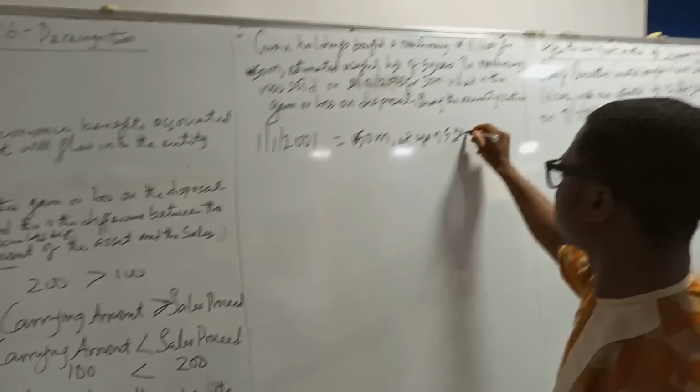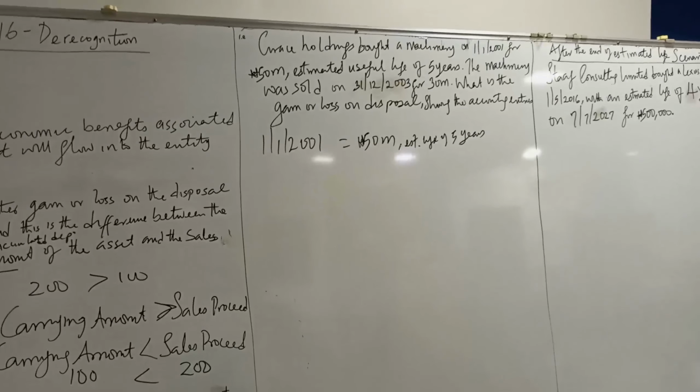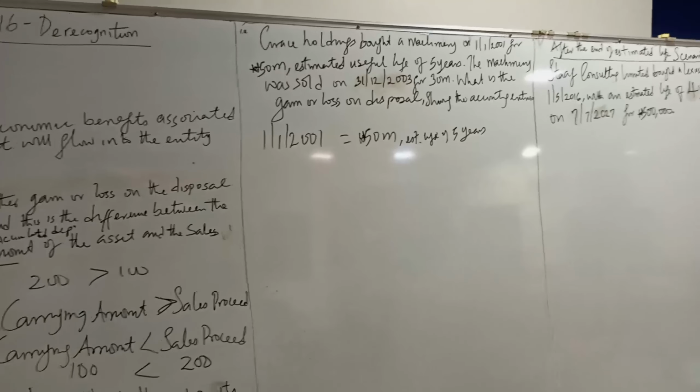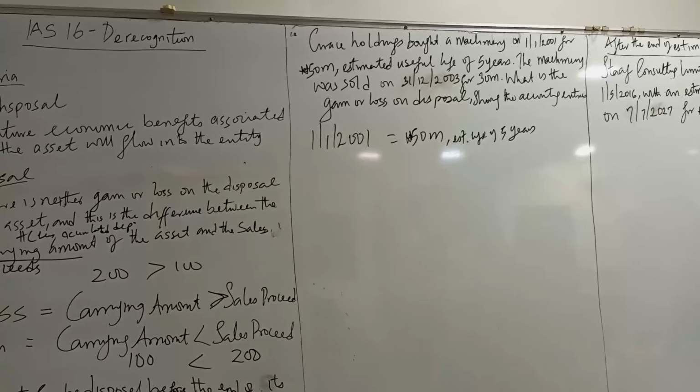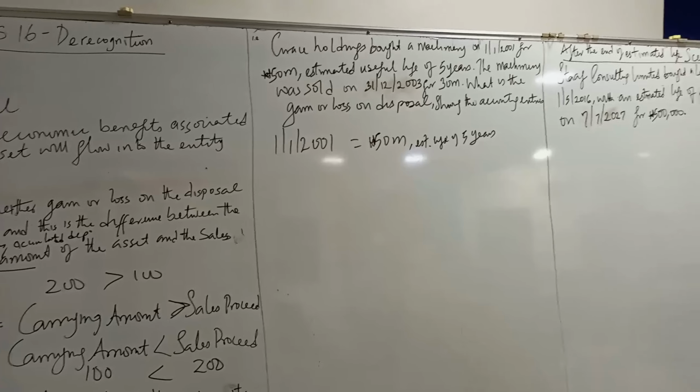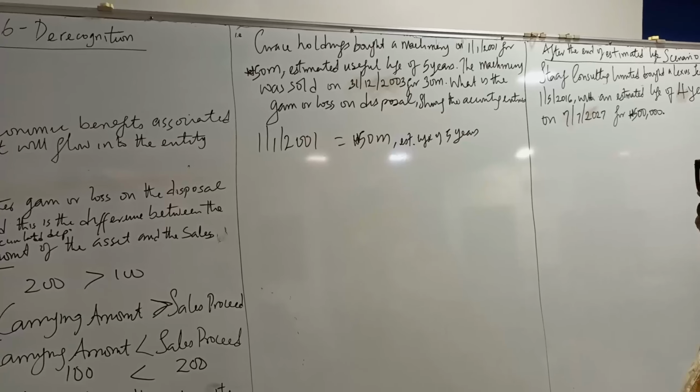Of 5 years. The machinery was sold on the 31st of December 2003 for 30 million naira. What is the gain or loss on disposal? Showing the accounting entry.